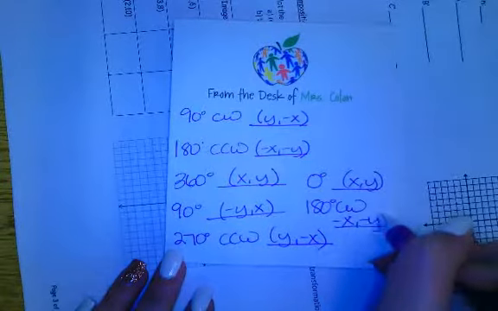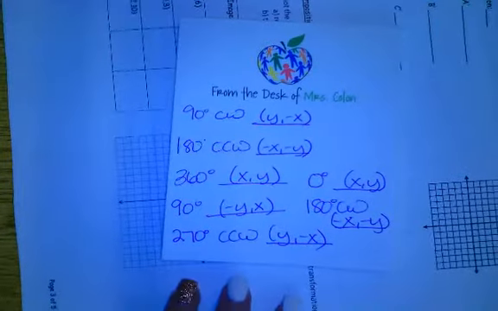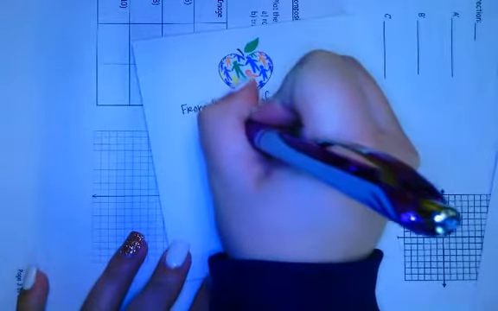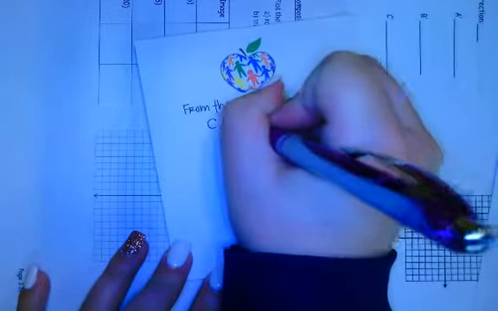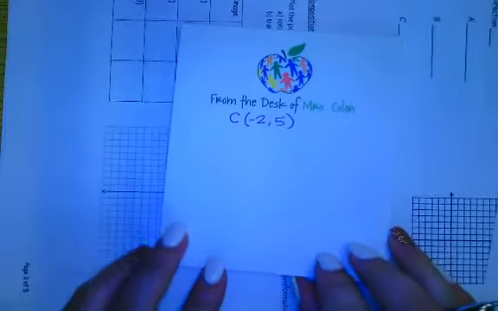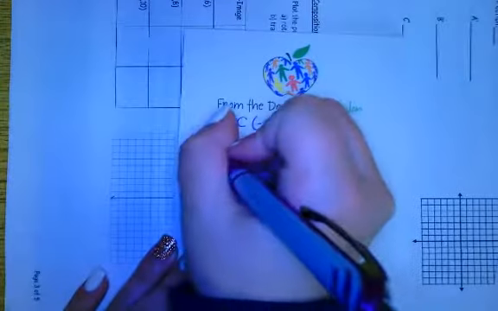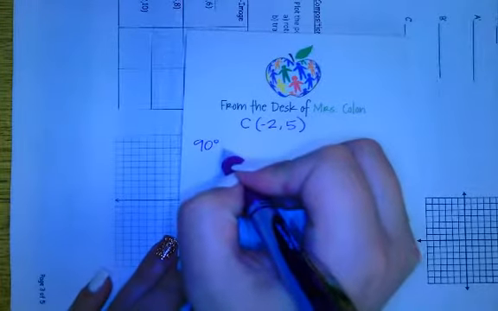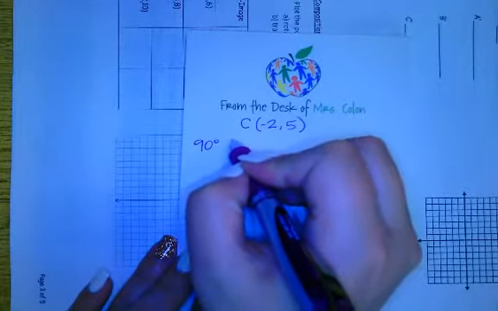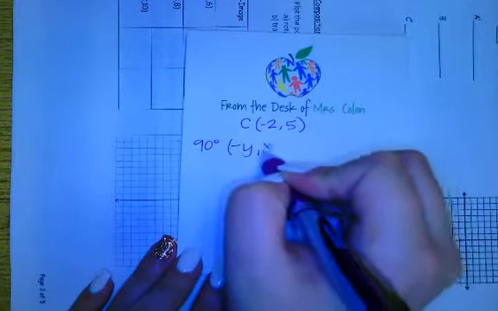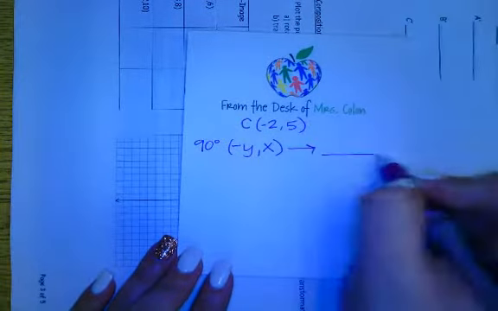Questions? One other thing of practice. My point C for Cologne is at negative 2, 5. What happens when I rotate 90 degrees? So what's my rule first? Then what is my point? Negative 5, negative 2.